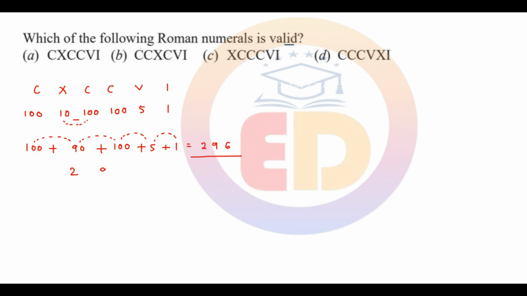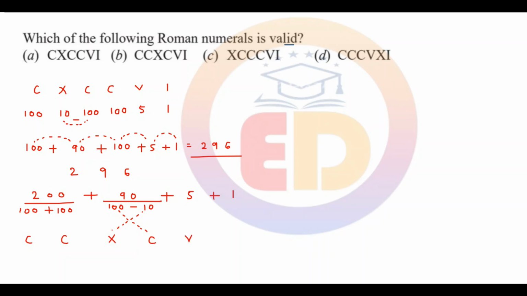Now the actual way of writing 296 is 200 plus 90 plus 5 plus 1. 200 can be written as 100 plus 100, which is C and C. 90 can be written as 100 minus 10, and when we have to do 100 minus 10, the symbol of 10 should be written first, so X should be written first, and then the symbol of 100, C, should be later. 5 is V, 1 is I. So the actual symbol for 296 should be CC XC VI and not CX CC VI. So the first Roman number is not valid.